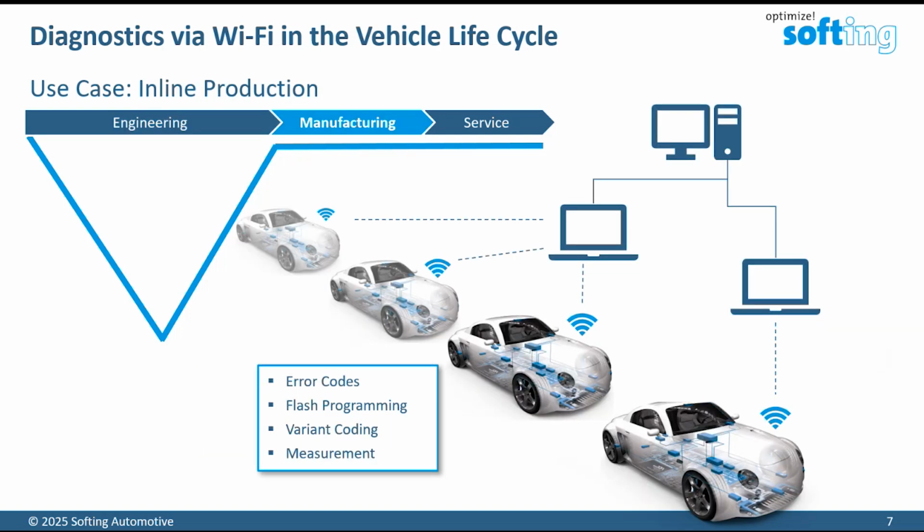Later in the life cycle, during inline production, you have another challenge. You have moving communication partners, the cars in the production line. They constantly move forward, and you have many connections in parallel for all the cars which are currently under production. So you need, once again, to do flash programming, read error codes, do variant coding, do some measurements. And therefore, a reliable connection is essential, even in a noisy environment like a factory. And I'm not talking about loud sounds. I'm talking about a lot of EMC in the factory. Also, a very high throughput is necessary. When you transfer all the flash data, it can be several gigabytes for one car, and Wi-Fi is exactly offering you this.